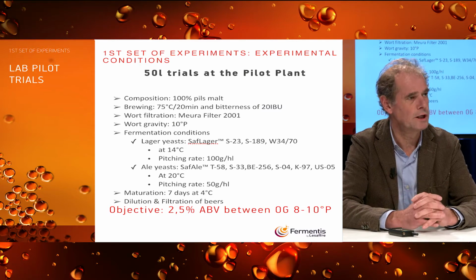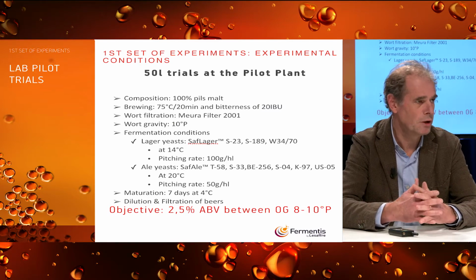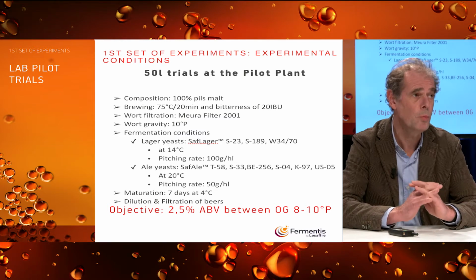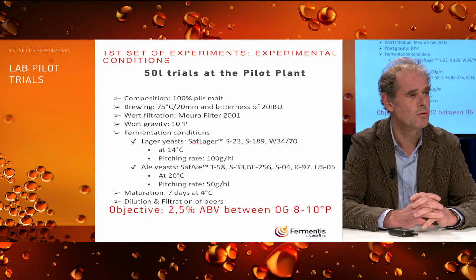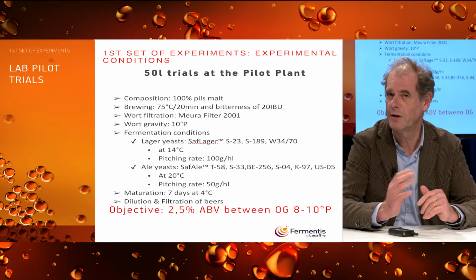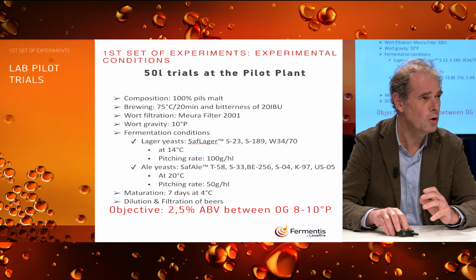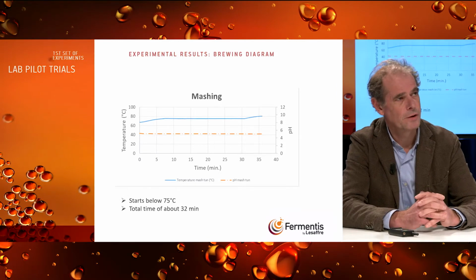The maturation was quite classic, 7 days at 4 degrees C, before a dilution to reach the alcohol level we want, and the filtration of the beer. The target was 2.5 ABV, and we anticipated an original gravity of the wort between 8 and 10 Plato. So let's see a little what we did.